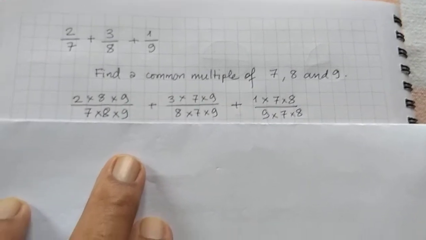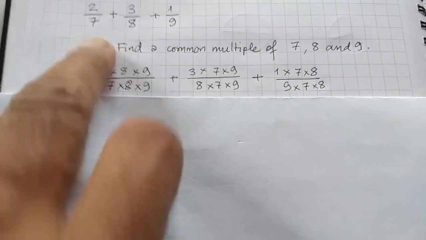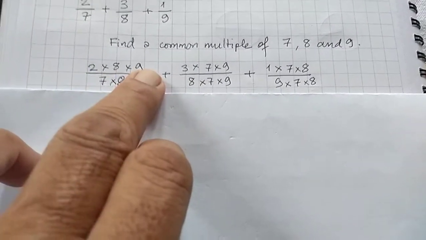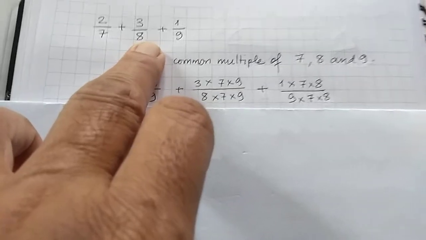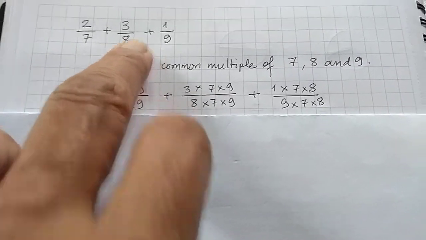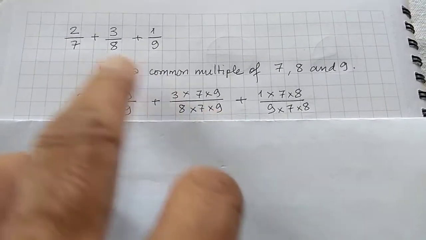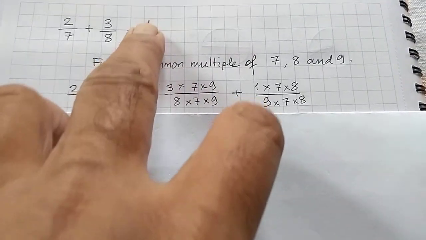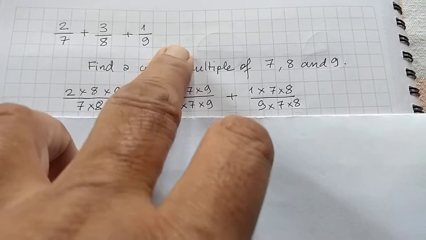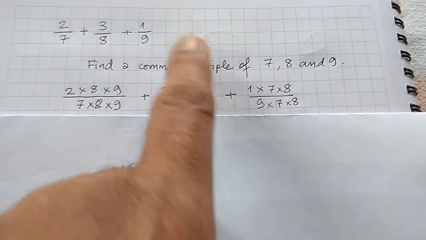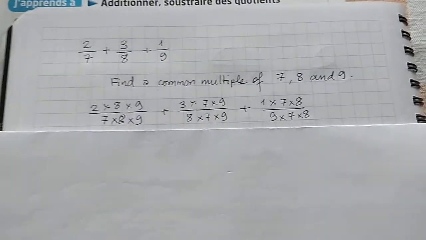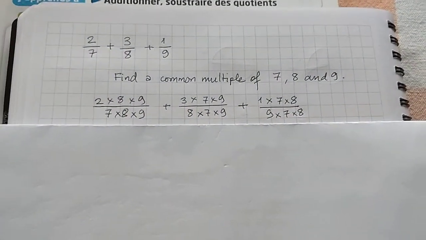So what I do is I rewrite this. I multiply here by 8 into 9, so top also multiply by 8 into 9. Here I have to multiply by 7 into 9, so at the bottom 8 into 7 into 9, and top also I multiply by 3 into 7 into 9. Here I have to multiply by 7 into 8 at the bottom, so top also I multiply by 7 into 8. If you like, you can pause here and understand what I have done.